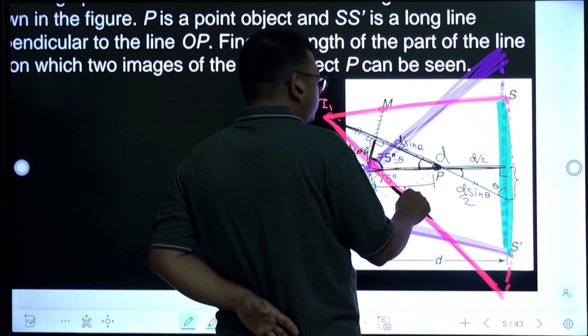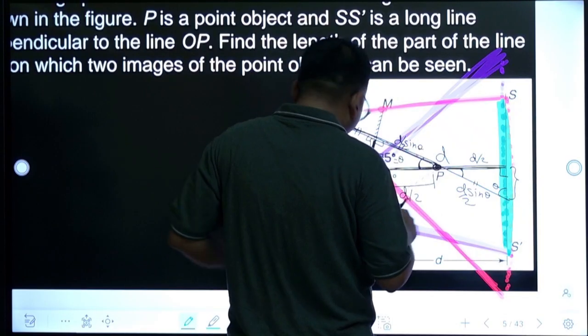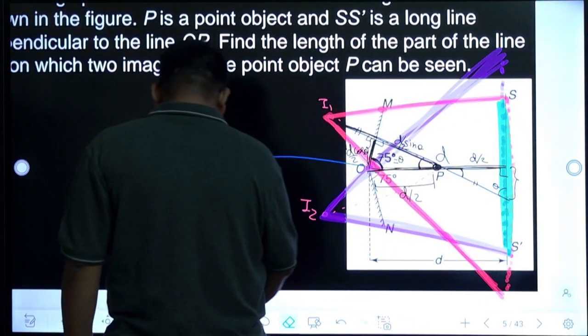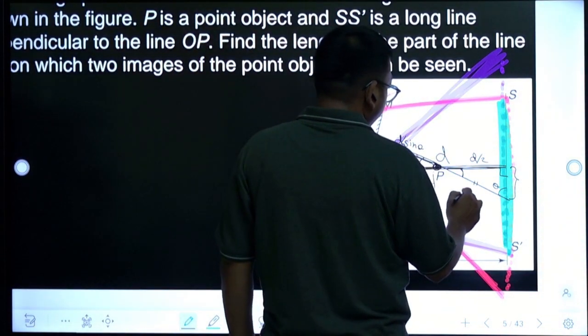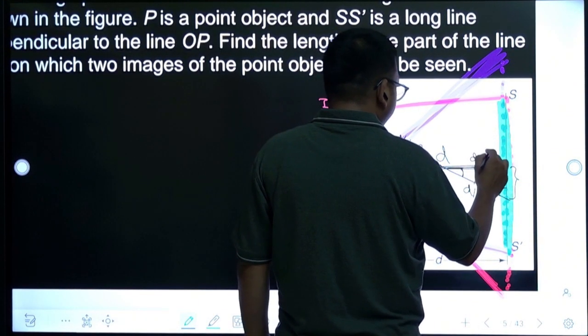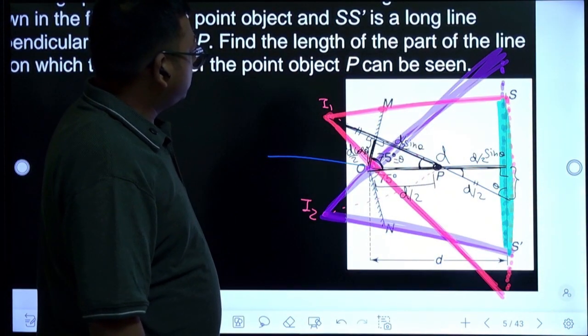Opposite of 90 it should be d by 2. I have made a mistake, I think. They are similar, but this is opposite of this. This is d by 2. This length is d by 2 here. And then this length will become d by 2 sine theta. This is opposite.